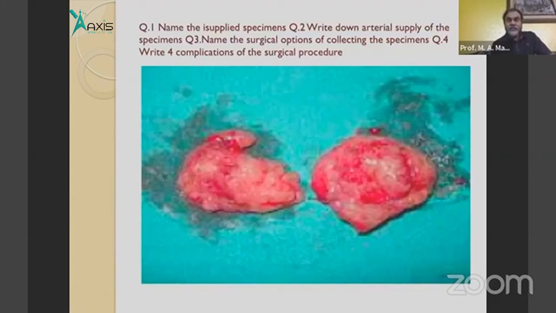Now, name the surgical options. The surgical option is tonsillectomy operation, with different methods of tonsillectomy: dissection method, coblation method, bipolar diathermy, laser, ultrasonic scalpel. Complications of the operation, as I mentioned: reactionary hemorrhage, secondary hemorrhage, injury to palate, teeth, tongue.